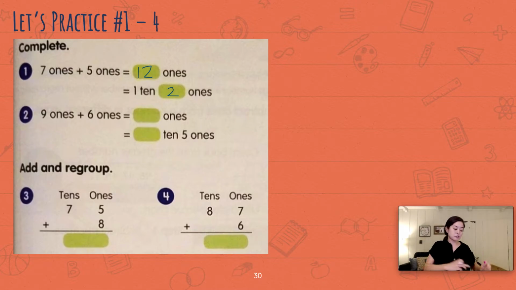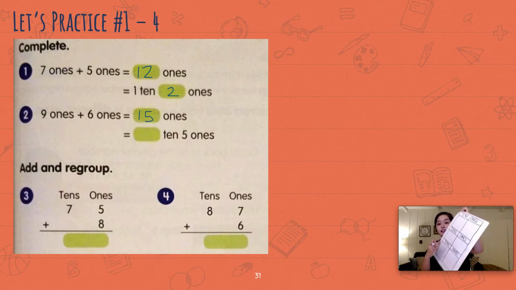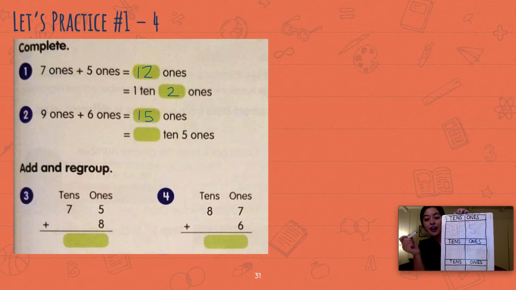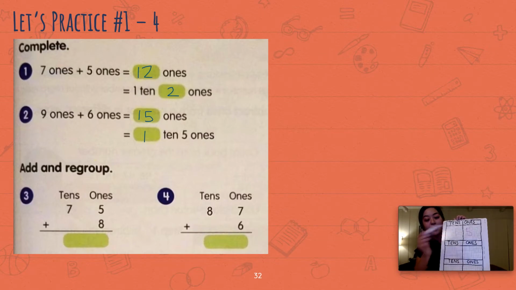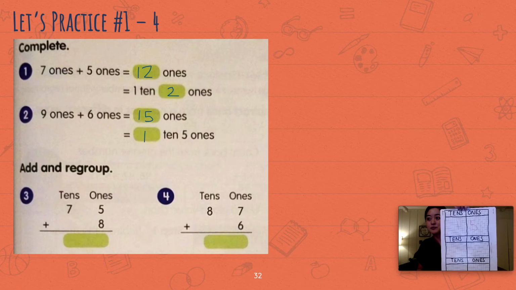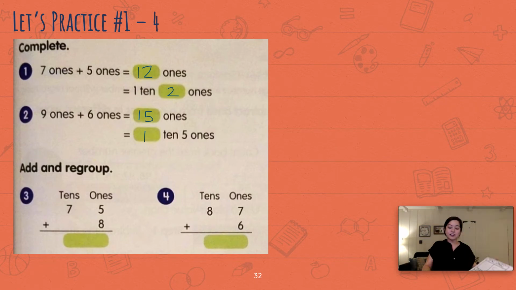Let's try number 2. Okay. Number 2 says 9 ones plus 6 ones is 15 ones. Let's write it in our place value chart. 15 ones is how many 10s and how many ones? Oh, it's 1 ten and 5 ones. That's 15 ones. Okay. All right.